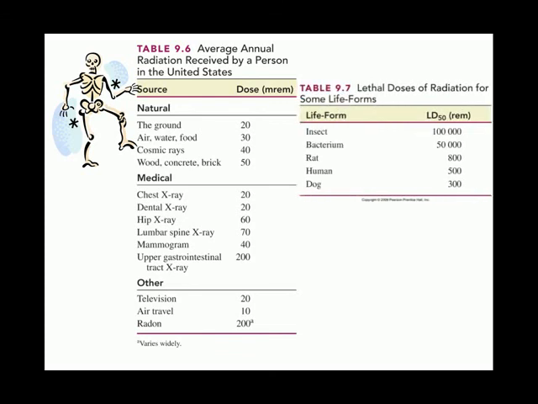Next table: lethal doses of radiation for some life forms. Lethal dosage to kill 50% of the population, LD50. In REMS, look at how much it takes to get rid of the insects. Why would it take so much to kill insects? They're so much smaller than us. Well, for most of the insects, they're probably hidden. Most of them are in the ground, and the earth would help to protect them somewhat. Bacterium, again, they're all over the place, but within the ground, and also they can reproduce so quickly, they'll last a long time. Humans, 500.